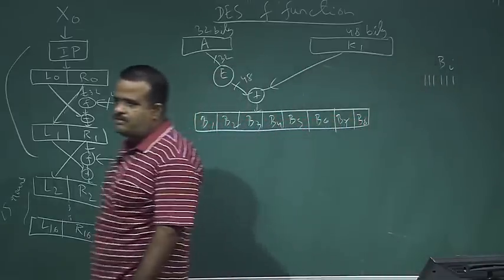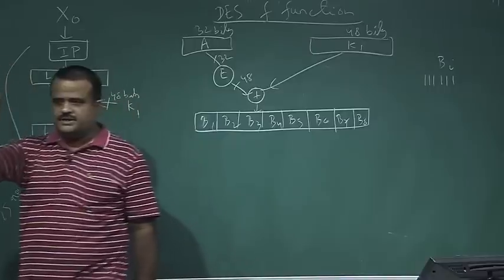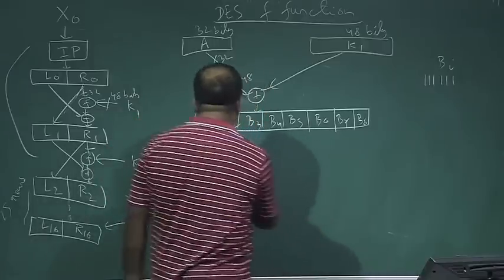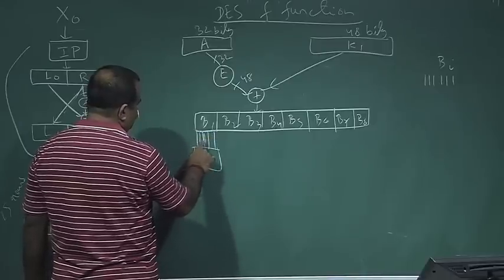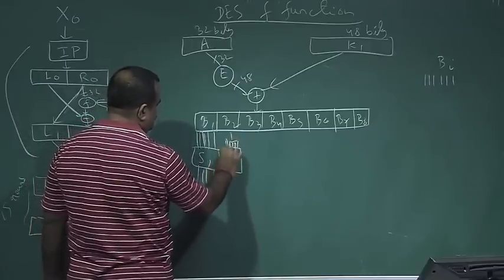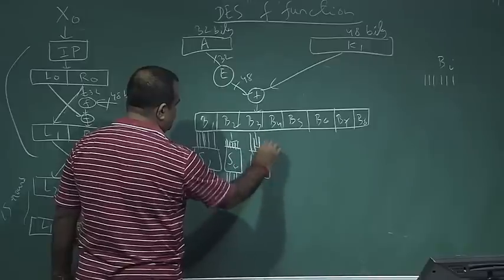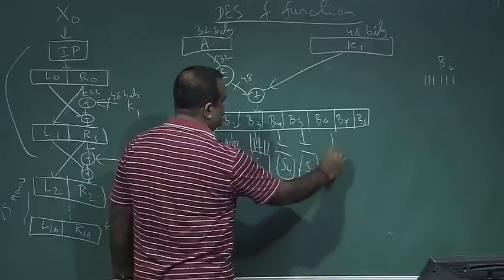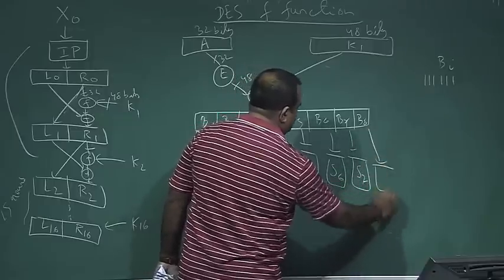We just divide into 6 bit blocks because we want to apply the S box, which takes input of 6 bit and gives output of 4 bit. Suppose we have some S box, say S1, which is taking input 6 bit and giving output 4 bit. We have another S box S2, which is again taking this B2 6 bit input and giving 4 bit, like this: S3, S4, S5, S6, S7, S8.